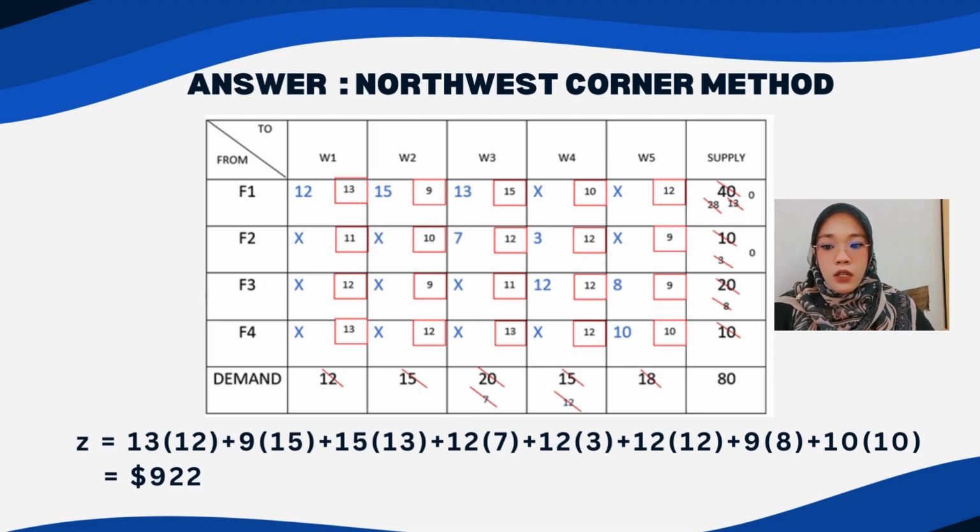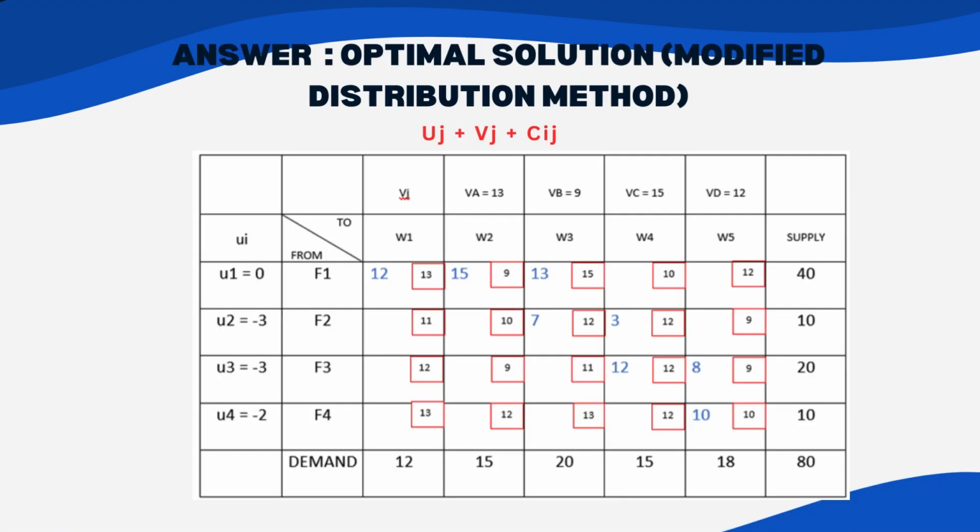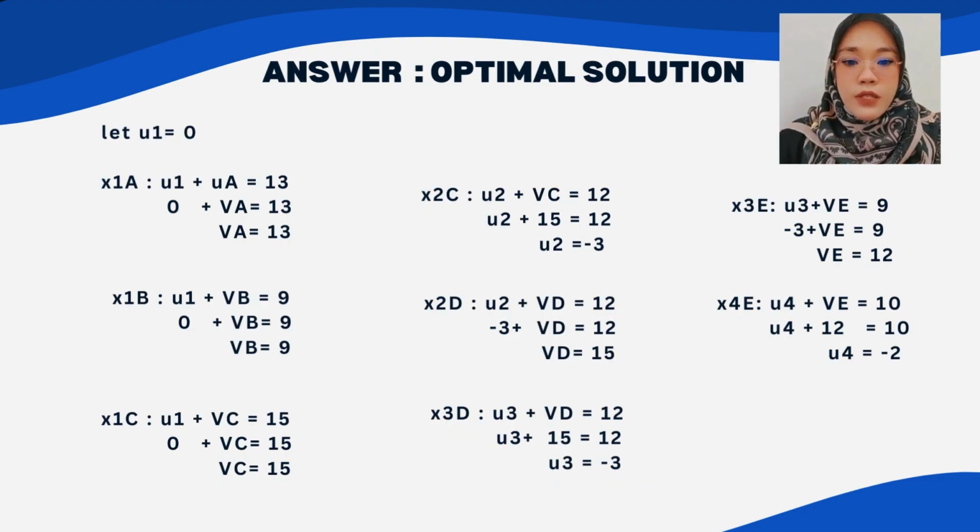But this cost is not the optimal and minimum cost, and the optimal solution will be needed to know whether the cost calculated using the northwest corner method is already minimum or can be reduced more. So the next step is to find whether the cost can be minimized using an optimal solution, which is the modified distribution method and also the stepping stone method.